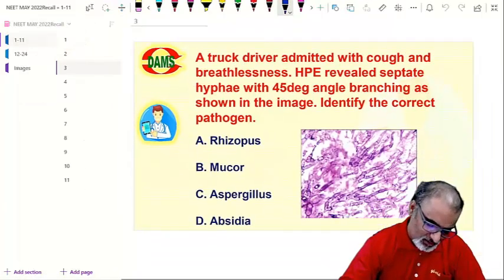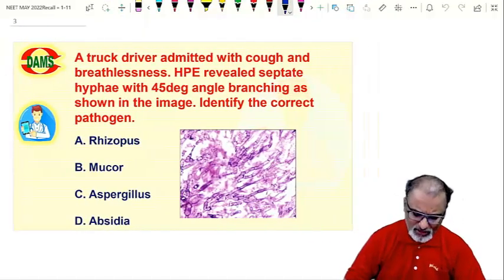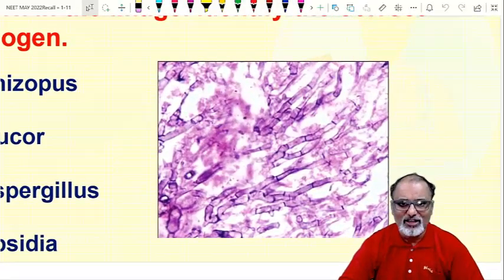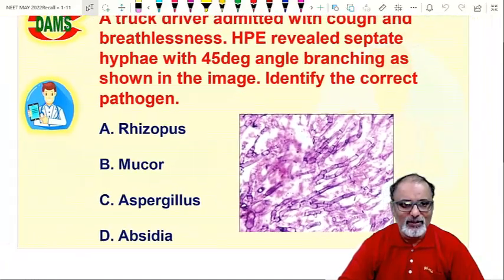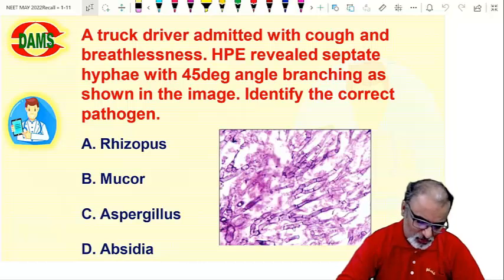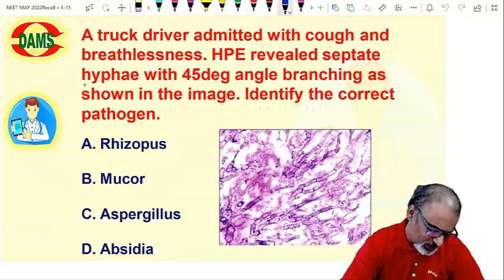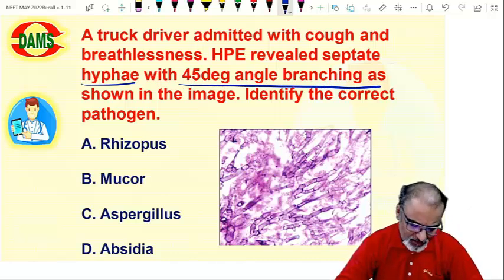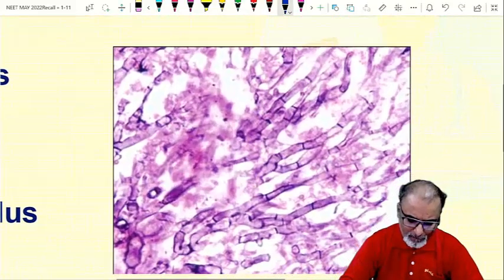Next is a question where after seeing the image itself you can answer. In mycology, my first question starts like this in my regular class. A truck driver was admitted with cough and breathlessness. Histopathology examination revealed septate hyphae with 45-degree angle branching, as shown in the image. Identify the correct pathogen. Very simple.